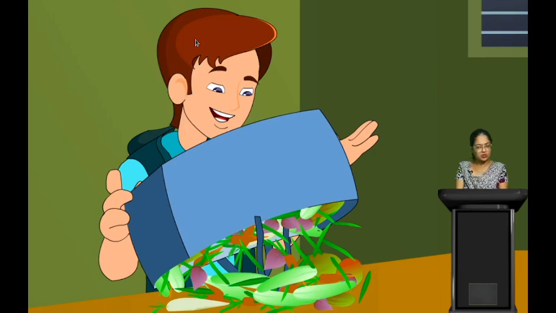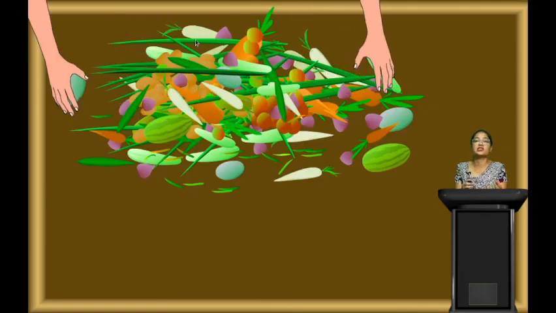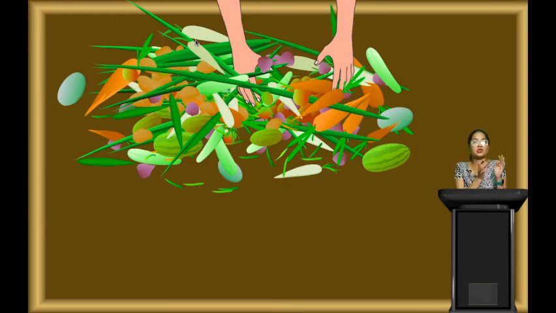So what is he trying to do here? He's trying to segregate the vegetables. One of the vegetables is on one side, the cucumber is on the top, and the other vegetables are on the other side. He's trying to separate them, right? This is what we do in our households. As soon as we come back from the market, we separate all the vegetables, right?